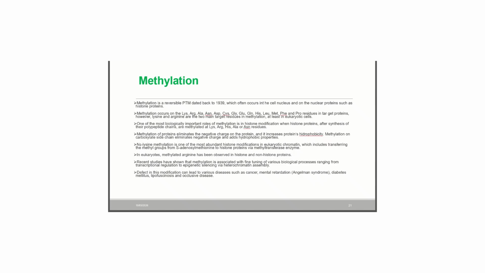So methylation is a histone modification when histone proteins, after synthesis of their polypeptide chain, are methylated at lysine, arginine, histidine, alanine, and asparagine residues. So this is a type of protein that needs to be functional in the structure of the nucleosome. Histones have to be methylated at specific domains or specific presence of certain amino acids in their polypeptide chain.